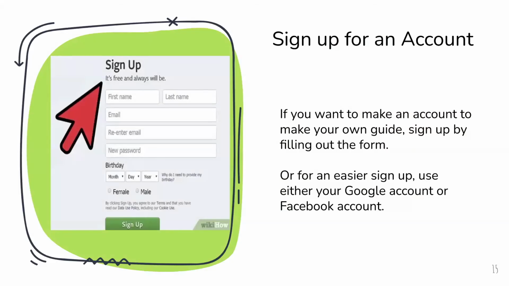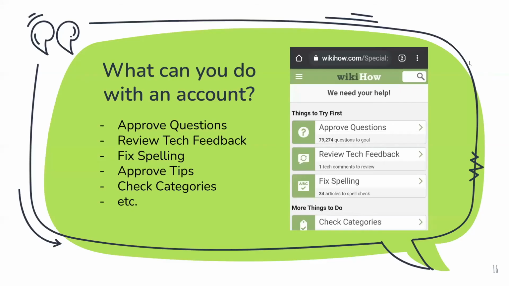How to sign up for an account. If you want to make an account to make your own guide, sign up by filling out the form. Or for an easier sign up, use either your Google account or Facebook account. What can you do with an account? You can approve questions, review tech feedback, fix spelling, approve tips, check categories, and much more.